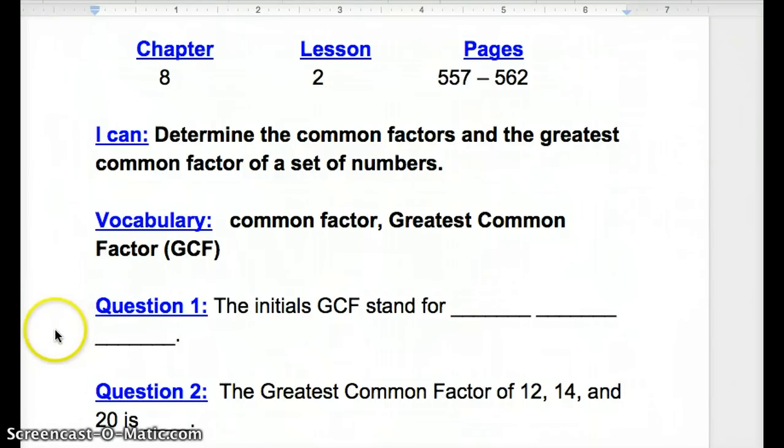Question 1: the initials GCF stand for blank, blank, blank. Question 2: the greatest common factor of 12, 14, and 20 is blank.